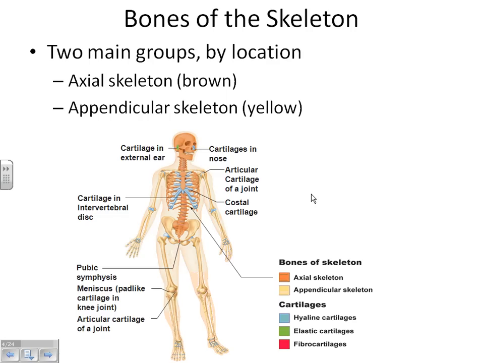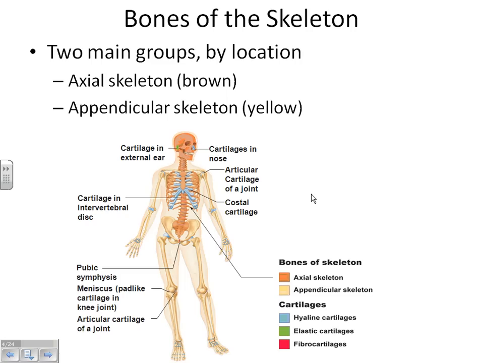Something else that should look familiar. How are we going to categorize the bones? Well, we're going to separate the skeleton into two parts, the axial skeleton and the appendicular skeleton. What does axial mean? Central trunk of the body. What does appendicular mean? Limbs. Okay, so look at this picture. The axial is dark brown. The appendicular is kind of that light brown tan color.